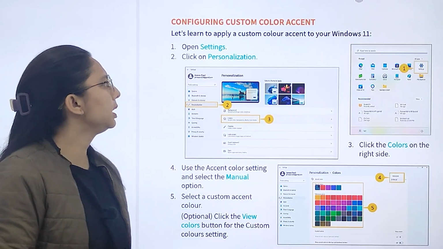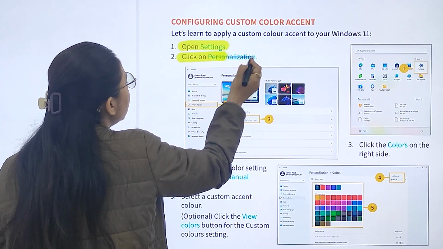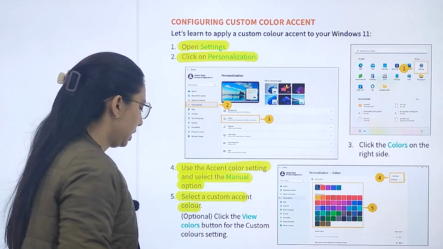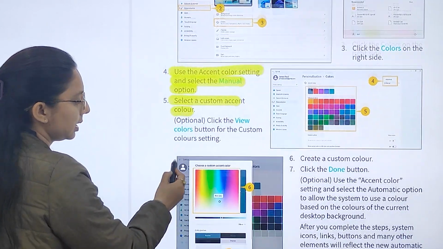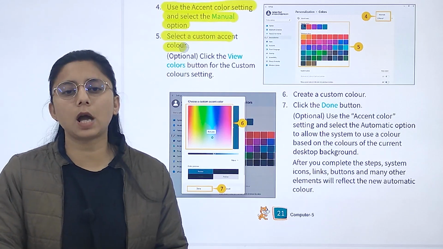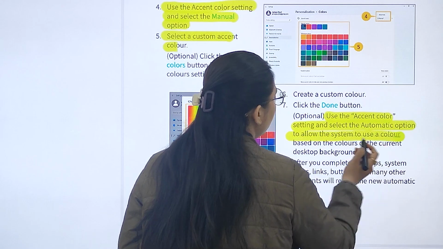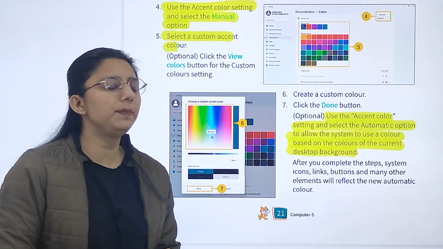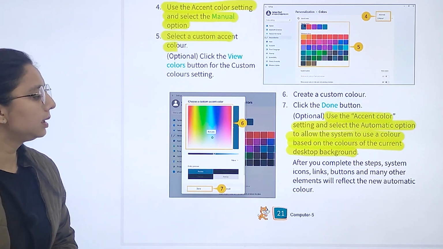Now configuring custom color adjustment. अब आपको color changes करने हैं. So for that open settings, click on personalization, use accent color, select the manual option, select custom accent color, click on the view color button for the custom color setting and you can create a custom color. जैसे आपका हो जाएगा, you will click on done button and use the accent color setting and select automatic option to allow the system to use a color based on the colors of the current background. After you complete the steps, system icons, links, buttons and many other elements will reflect the new color.